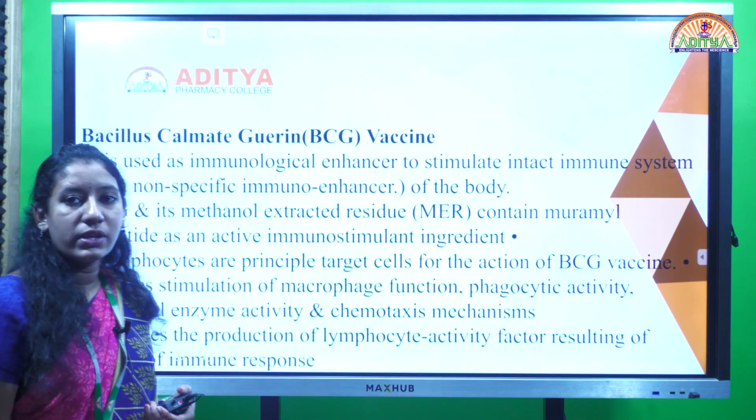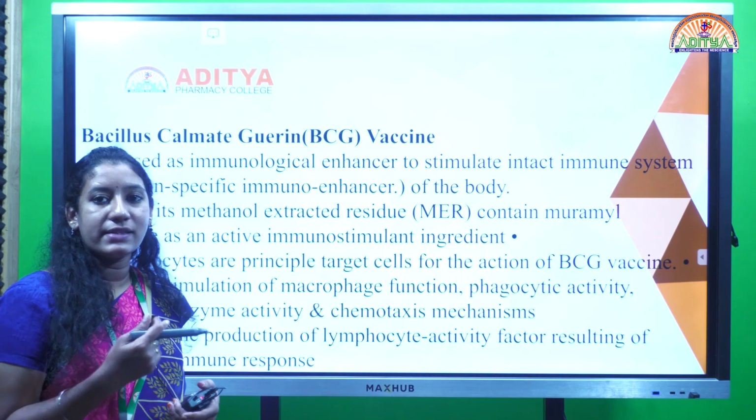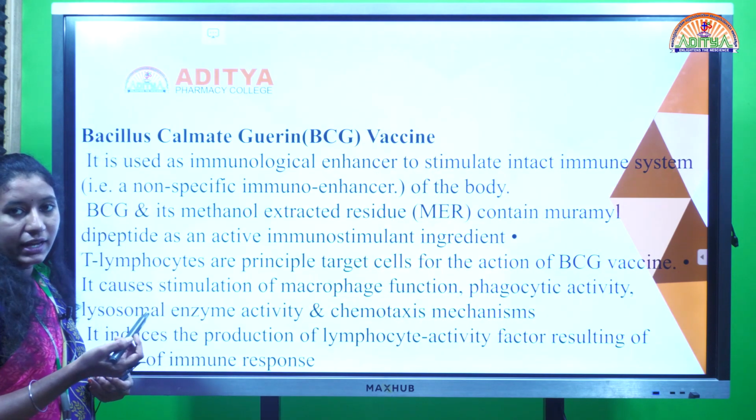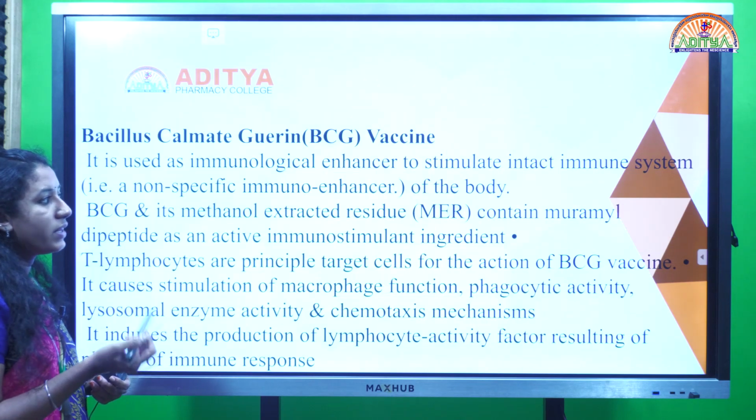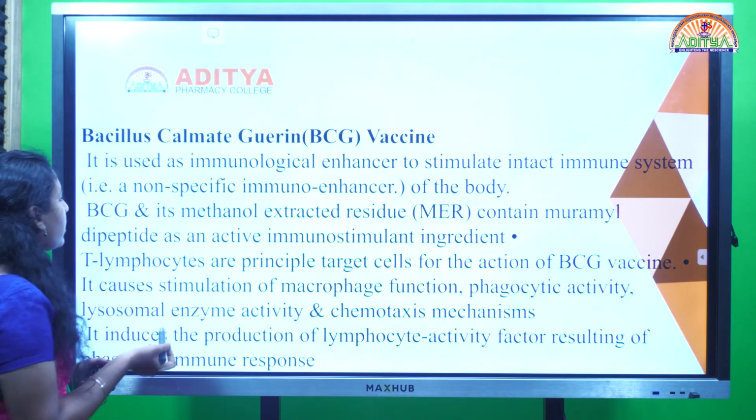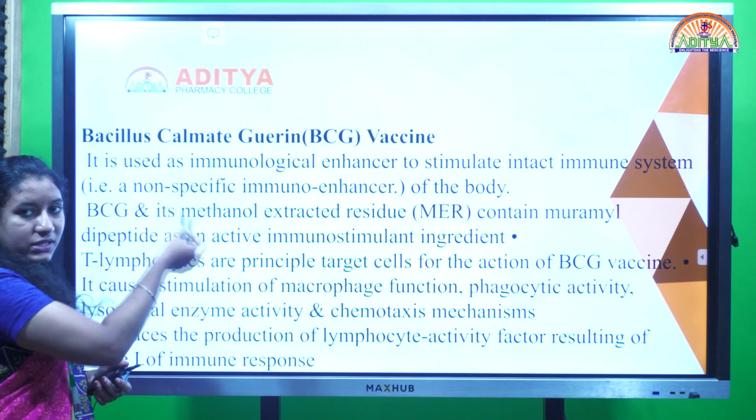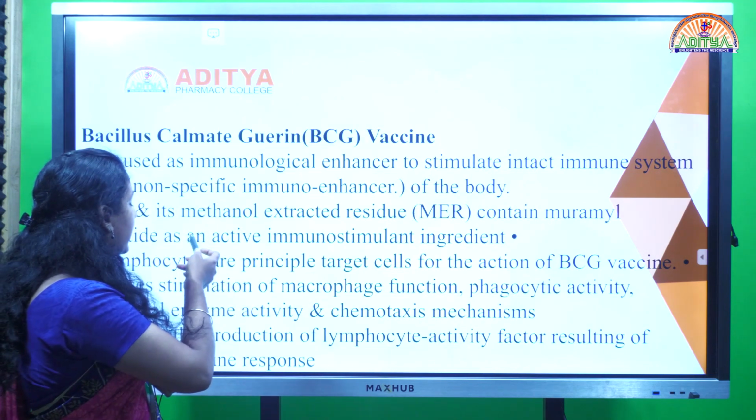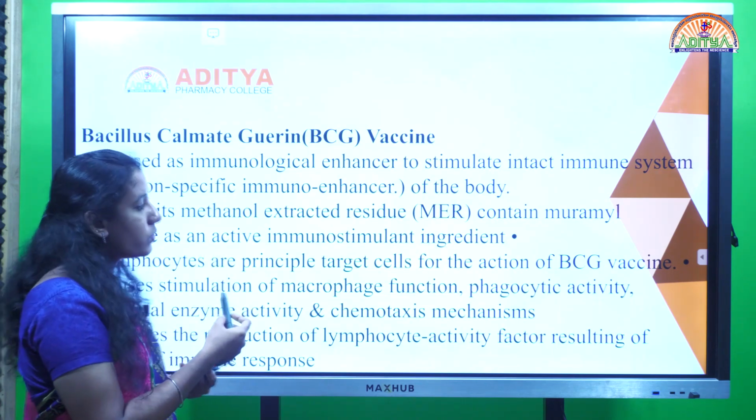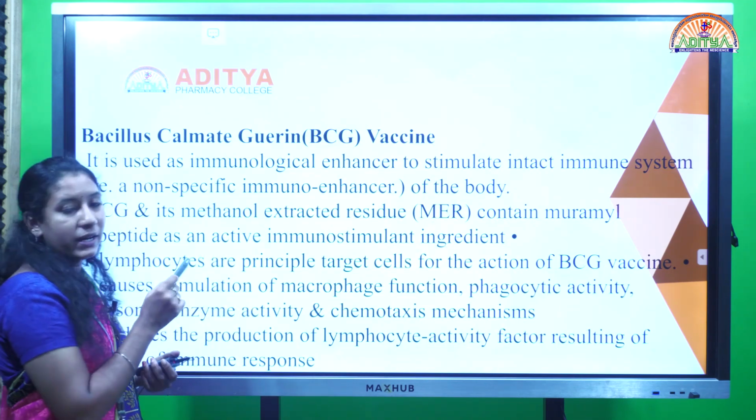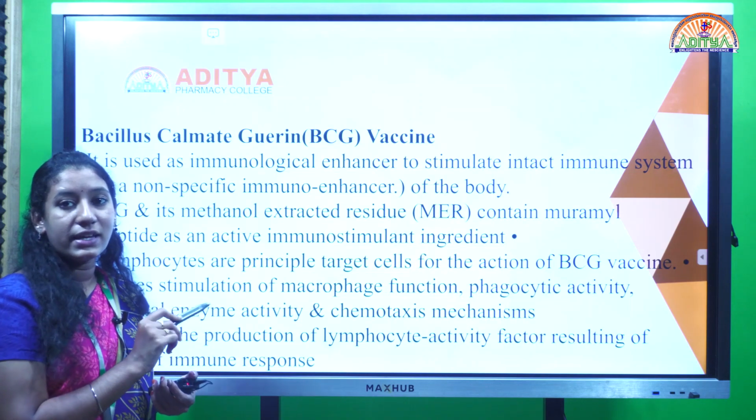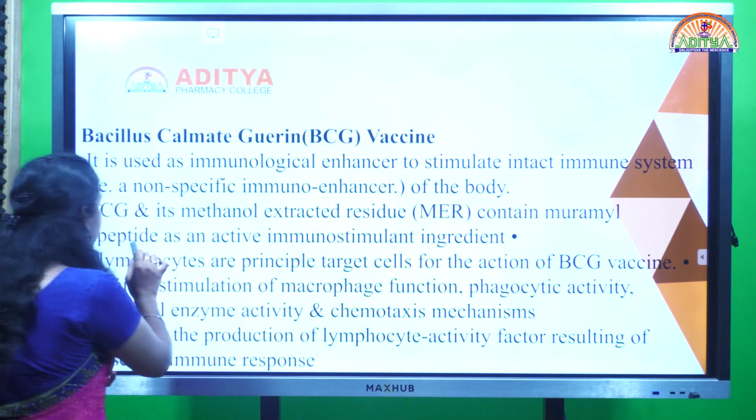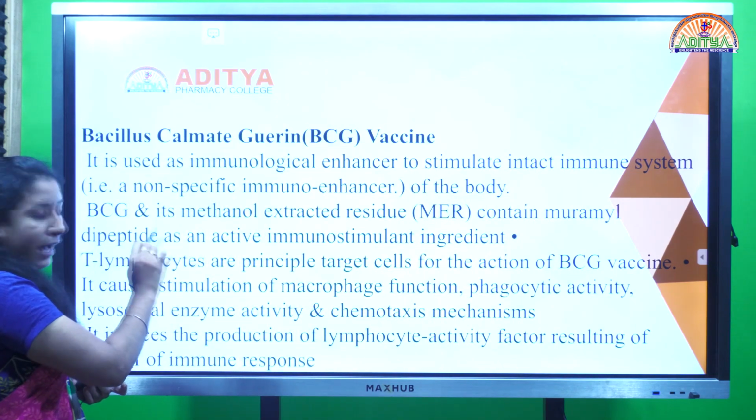So next is known as BCG, that is, you all know, the Bacillus Calmette-Guerin vaccine. It is an enhancer of the immune system, and it also stimulates the immune responses. The vaccine BCG contains a methanolic residue that contains a peptide known as muramyl dipeptide, which is an immunostimulant. If you see this muramyl dipeptide, it has an active immunostimulant activity.